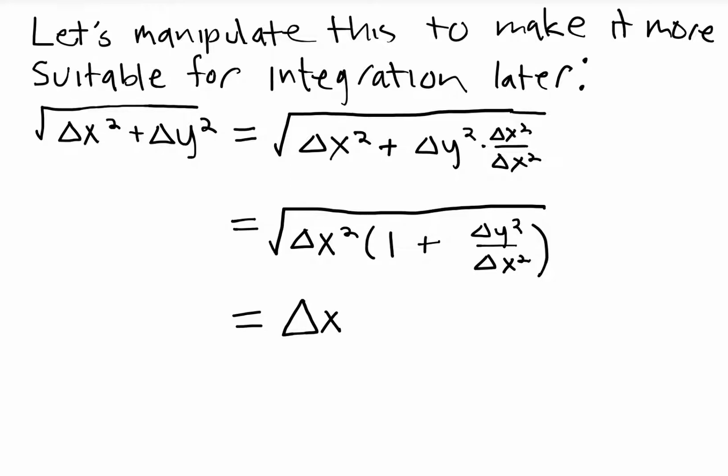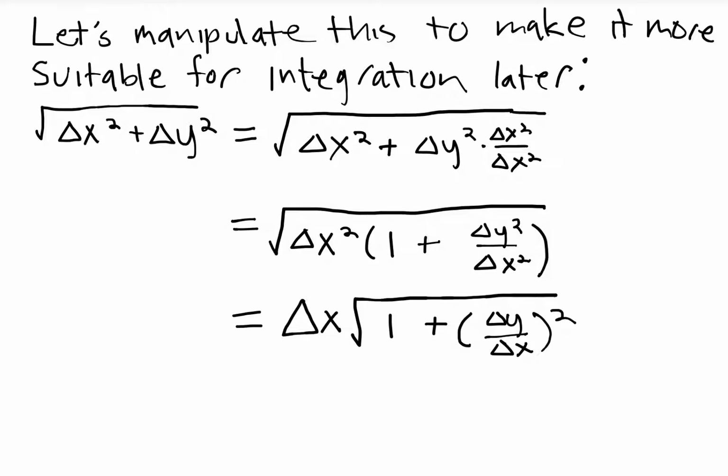Okay, my root and my square cancel, but the square root's still going to be on everything else in the parentheses. So here it's still on that 1 plus this fraction. The fraction I'm going to rewrite a little bit. This looks like delta y divided by delta x, but then squared. Okay?